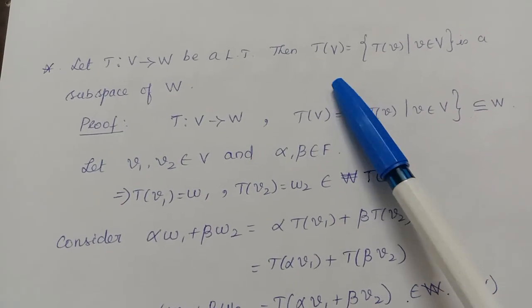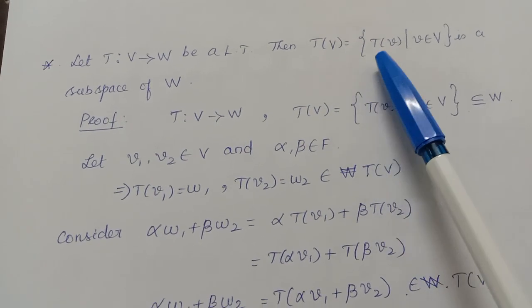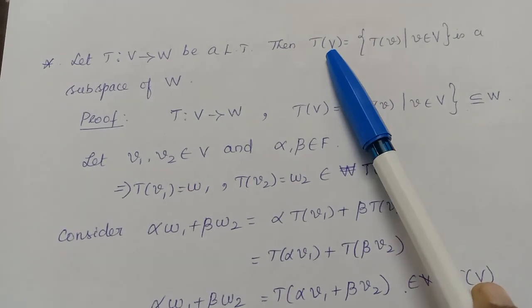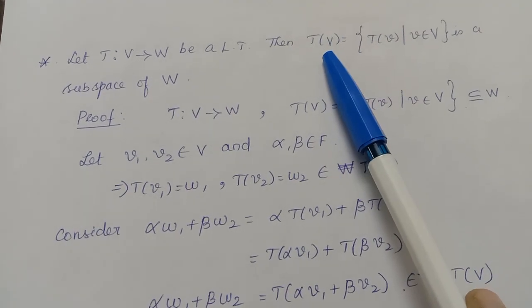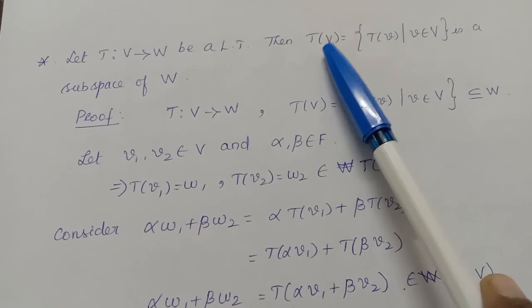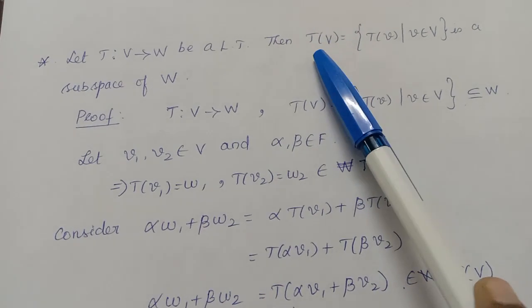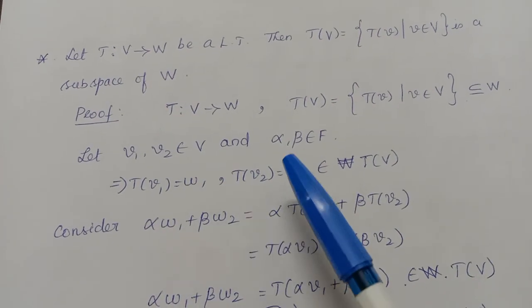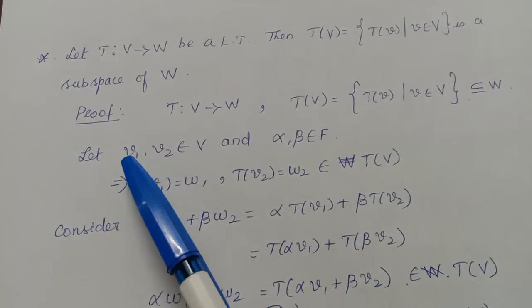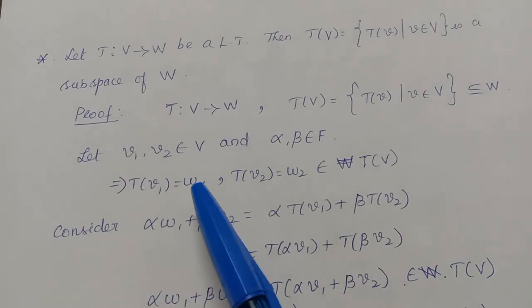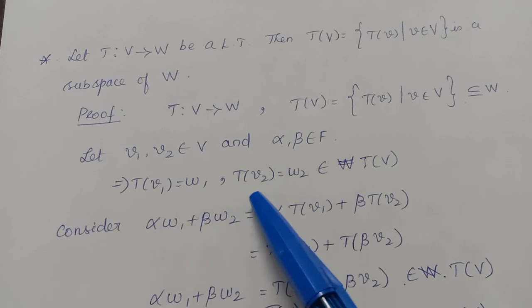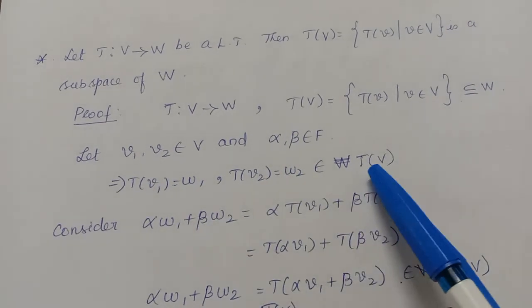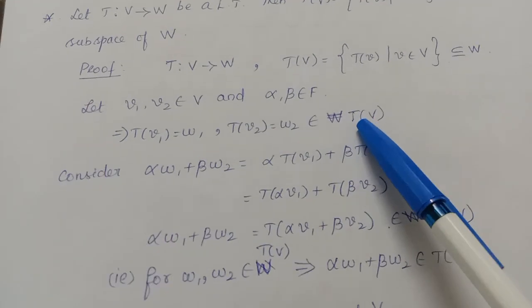So what is the definition of subspace? If you take any two elements, their linear combination should also be there. Take two elements of T of V and find out the linear combination. If that linear combination also belongs to this set, then it is called a subspace. Now let us take two elements V1, V2 in capital V, and alpha, beta belongs to F. Now, let T of V1 be W1, and T of V2 be W2. These two are images, no? So they belong to T of V.